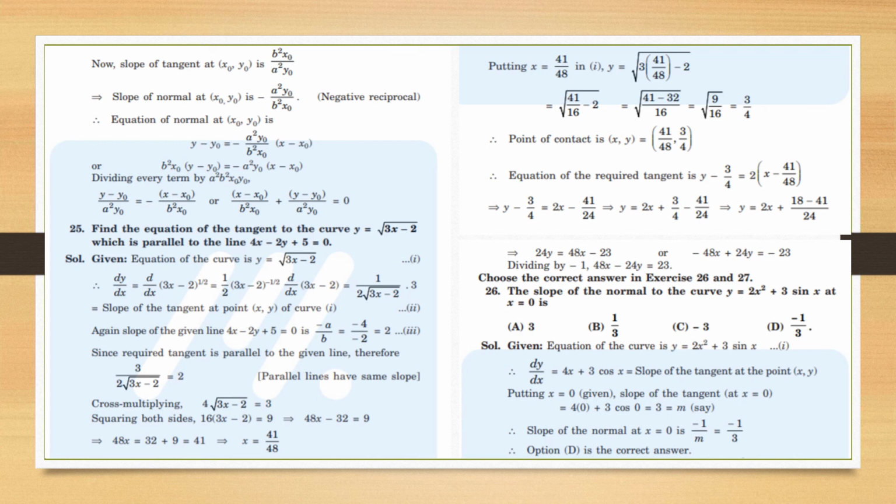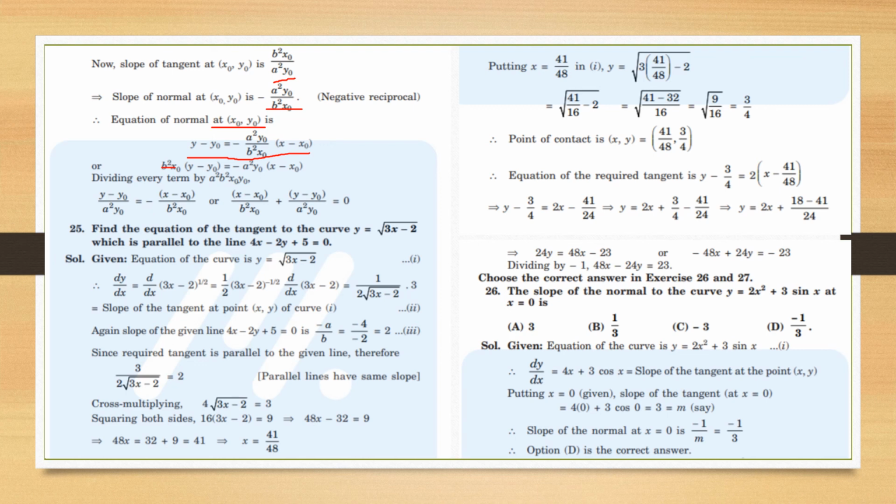Now the slope of the tangent at (x naught, y naught) is b square x naught upon a square y naught, and the normal will be the negative of the reciprocal of this. The equation of the normal will be y minus y naught equal to minus this slope times x minus x naught. And on solving, I will get an equation like this.